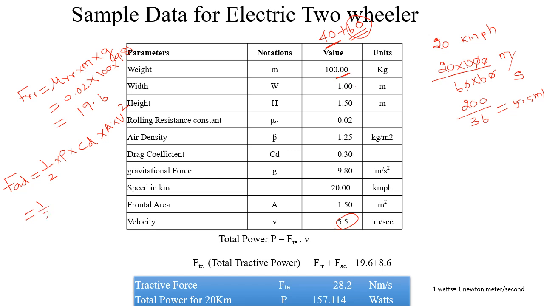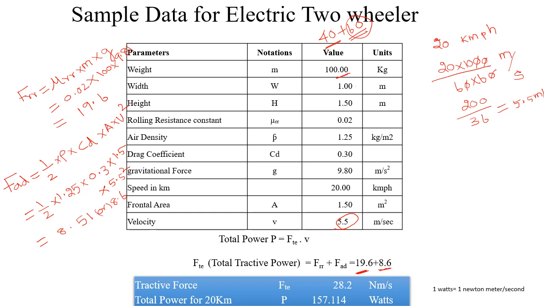So 1 by 2. We have assumed the drag coefficient as 1.25 multiplied by CD. CD is the drag coefficient, which is 0.3. Then the area is 1.5 meter square multiplied by the velocity, 5.5 squared. If you calculate, you will get approximately 8.51 or 8.6. So that is what is captured here.